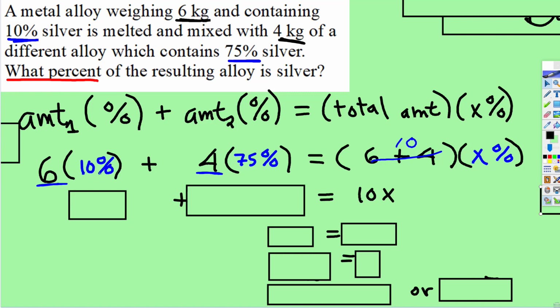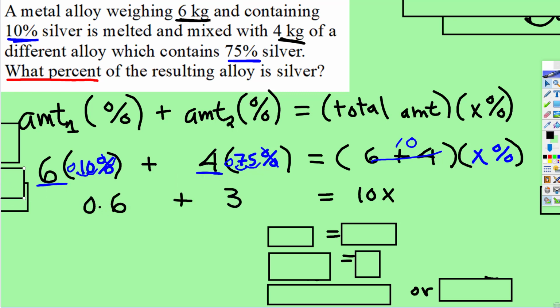6 times 10%, we'll convert that percentage by dividing by 100, and you get 0.10, and convert 75%, you get 0.75. So 6 times 0.1 is 0.6. 4 times 0.75 is 3. Add those two amounts, you get 3.6 is equal to 10x.